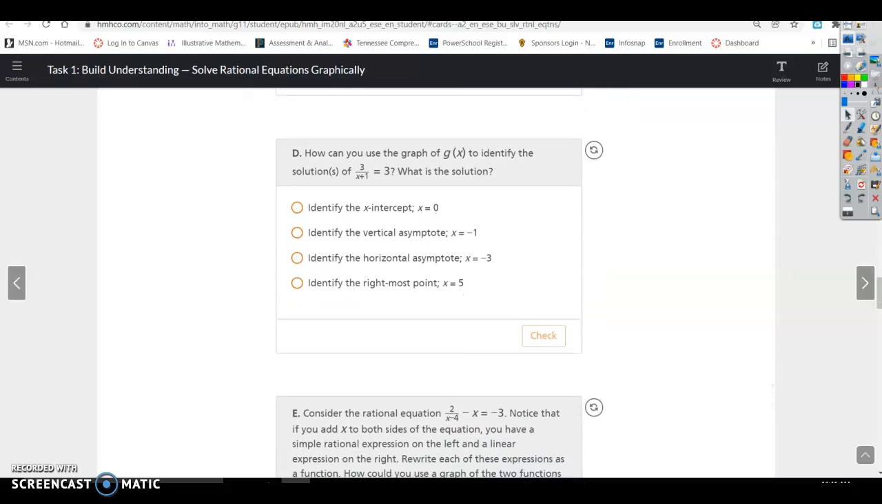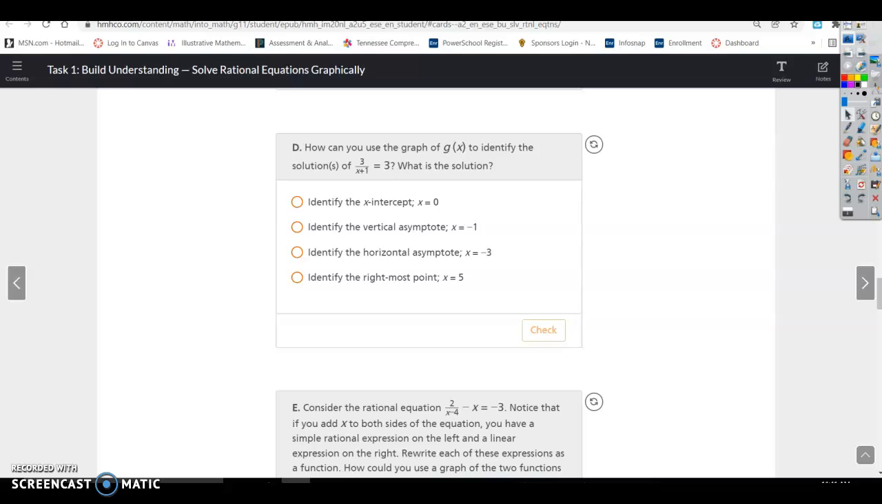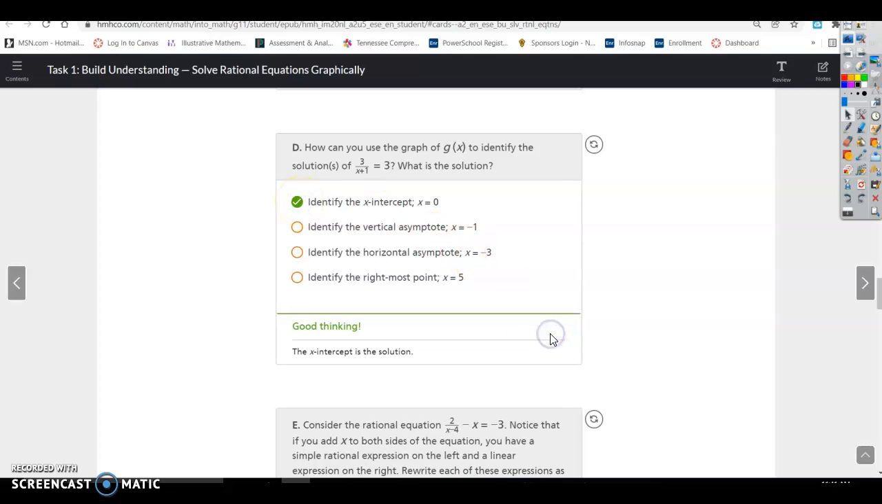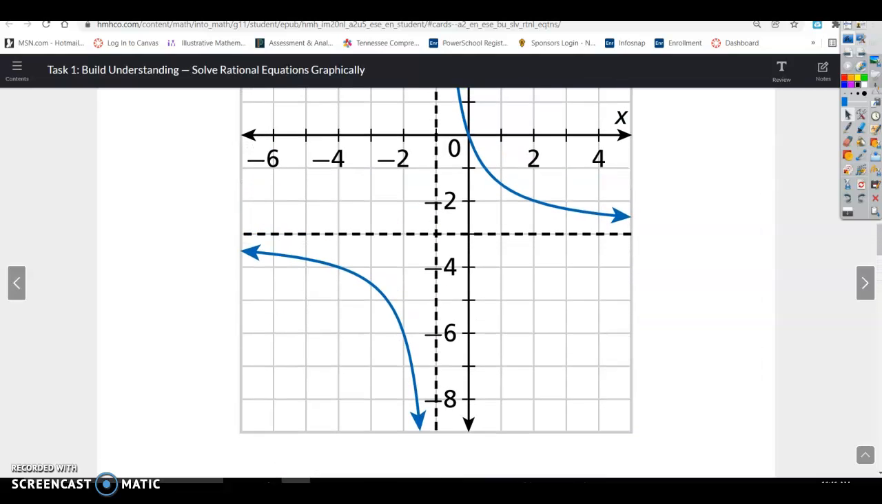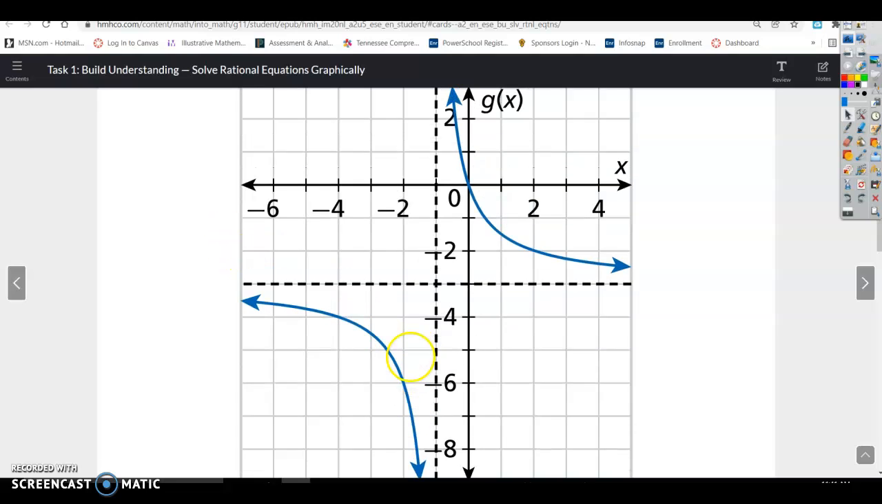All right, how do you use the graph of g of x to identify the solutions of this equation? What is the solution? The x-intercept is actually the solution. The x-intercept was 0, so that is your solution. You can see there's two pieces to the graph, but this one is not going to cross the x-axis at all. There's another horizontal asymptote here at -3, so this piece will never get close to the x-axis.